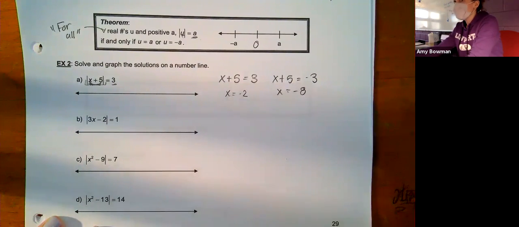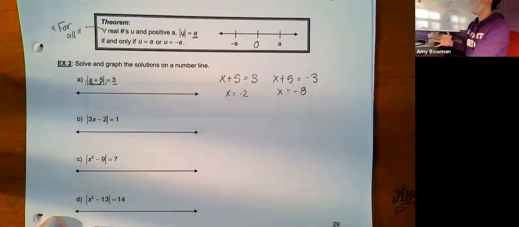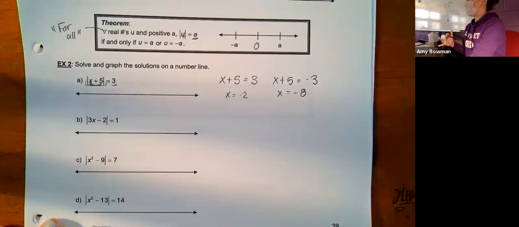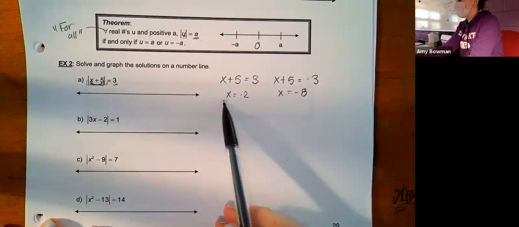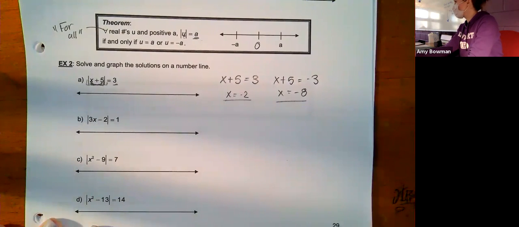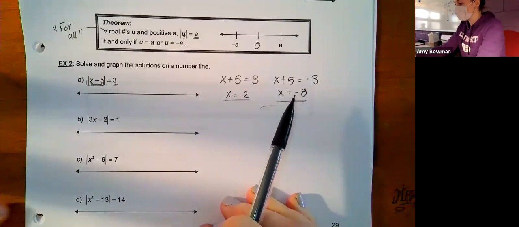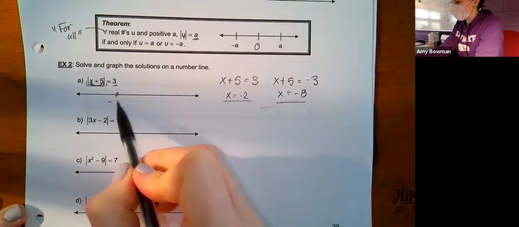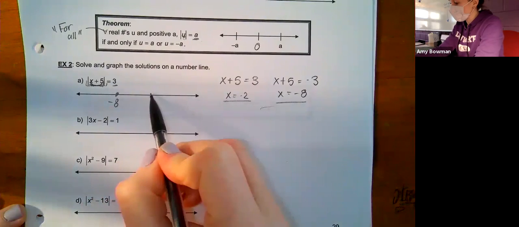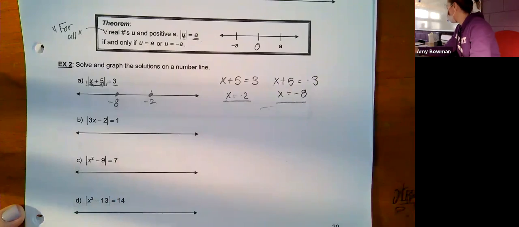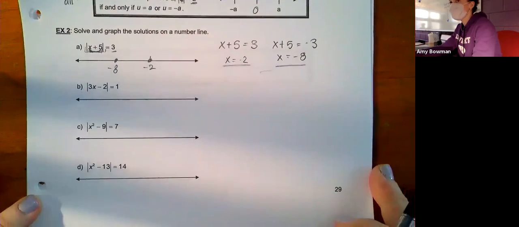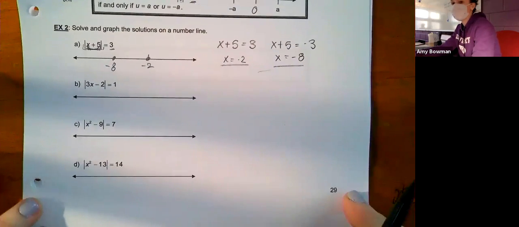So notice, while we're used to absolute values just making things positive, or having two possible answers like 3 and negative 3, because you have other terms inside, your values are not just going to be opposites of each other. You have to go through the process of solving each of those. So we've got two possible solutions, negative 8 and negative 2. If we're graphing on a number line, that's all I'm looking for. The number lines will make more sense when we're doing inequalities, by the way.